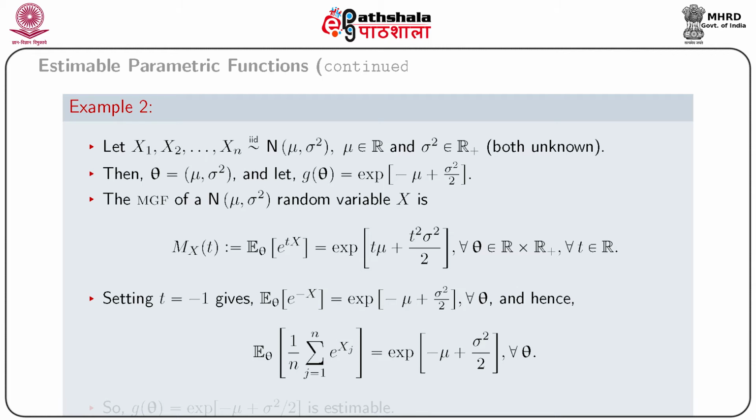And hence expectation under theta of 1 by n summation over i from 1 to n e to the power minus Xi is equal to g theta for all theta. And hence there exists an unbiased estimator of g theta. Therefore g theta is estimable.